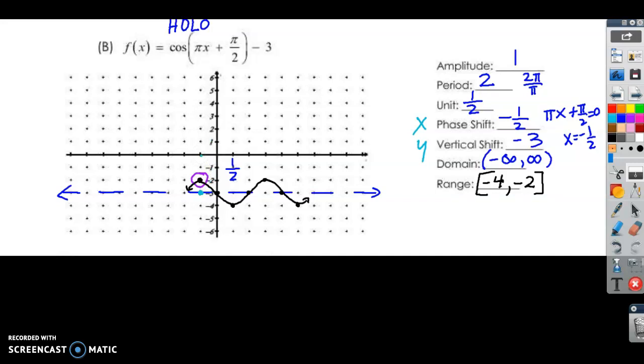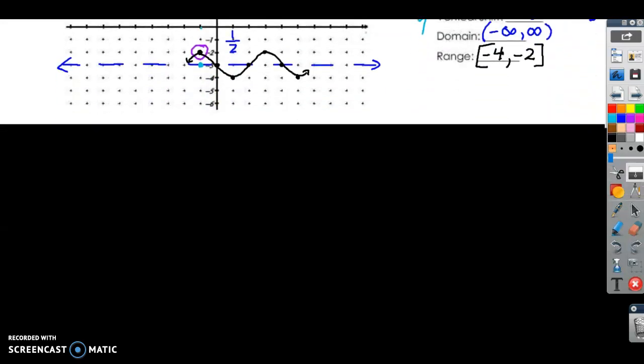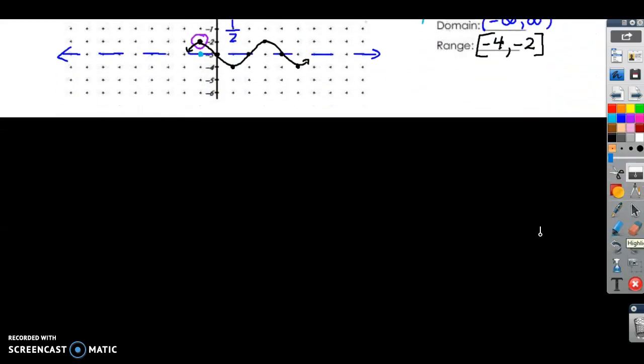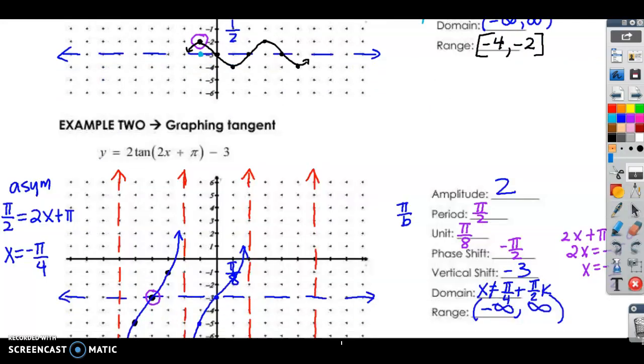Now, since 0, 0 is not on the graph of cosine, because cosine doesn't go through 0, 0, it goes through 0, 1. From there, you would use the amplitude. You would start with that starting point there that's circled in purple. What else? Domain is negative infinity to infinity. We've got the range, pretty basic. All right, let's move on to writing.